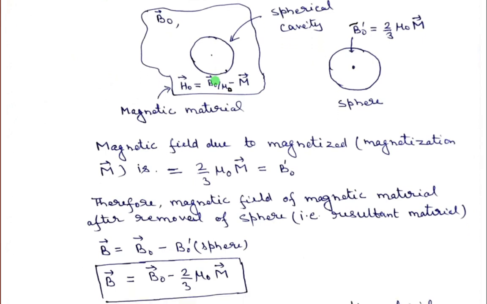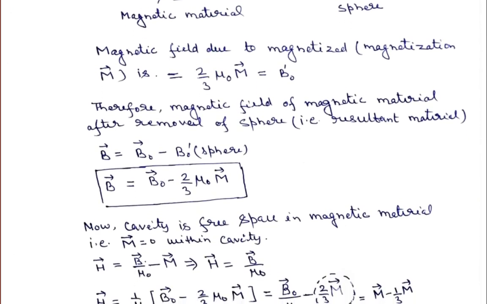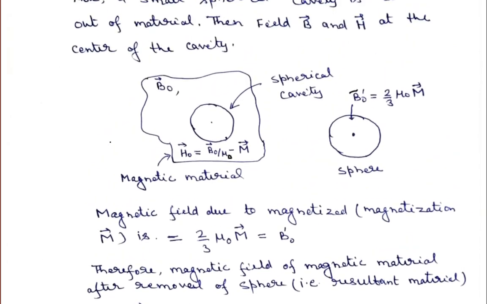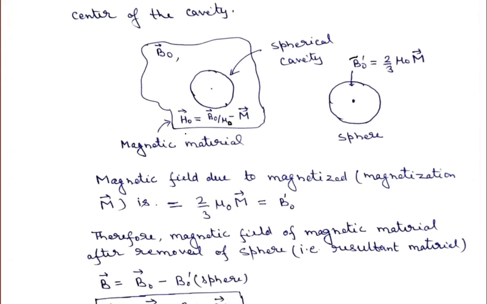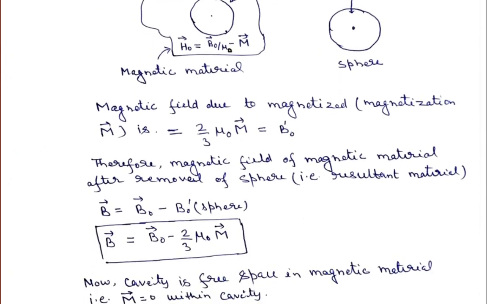So that is what I am now doing. If the magnetization is M, the magnetic field due to a uniformly magnetized sphere is obviously 2 by 3 mu 0 M, that is B0 prime. Therefore, the magnetic field of the magnetized material after removal of the sphere, let us say B, will be equal to B0 vector minus B0 prime vector, where B0 prime is due to the uniformly magnetized sphere.